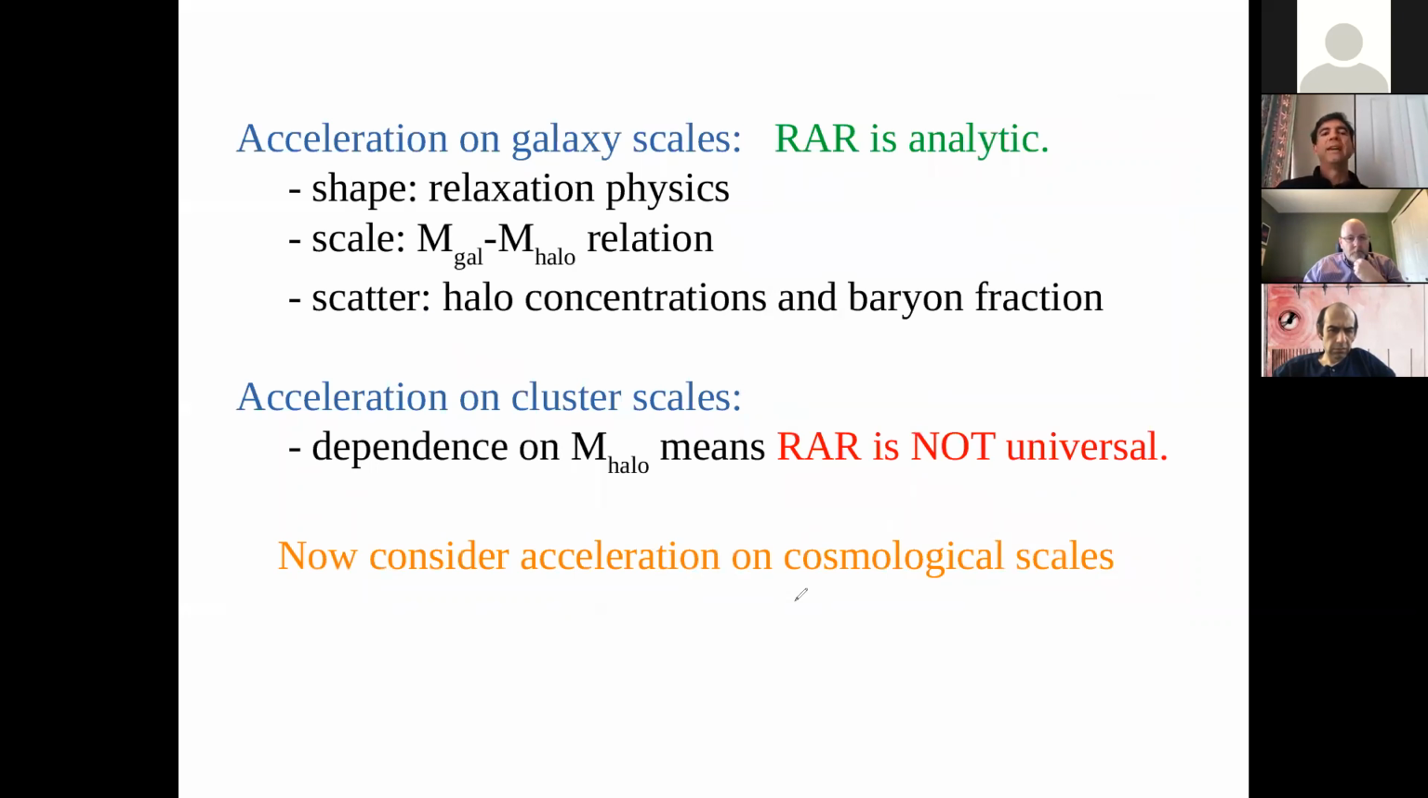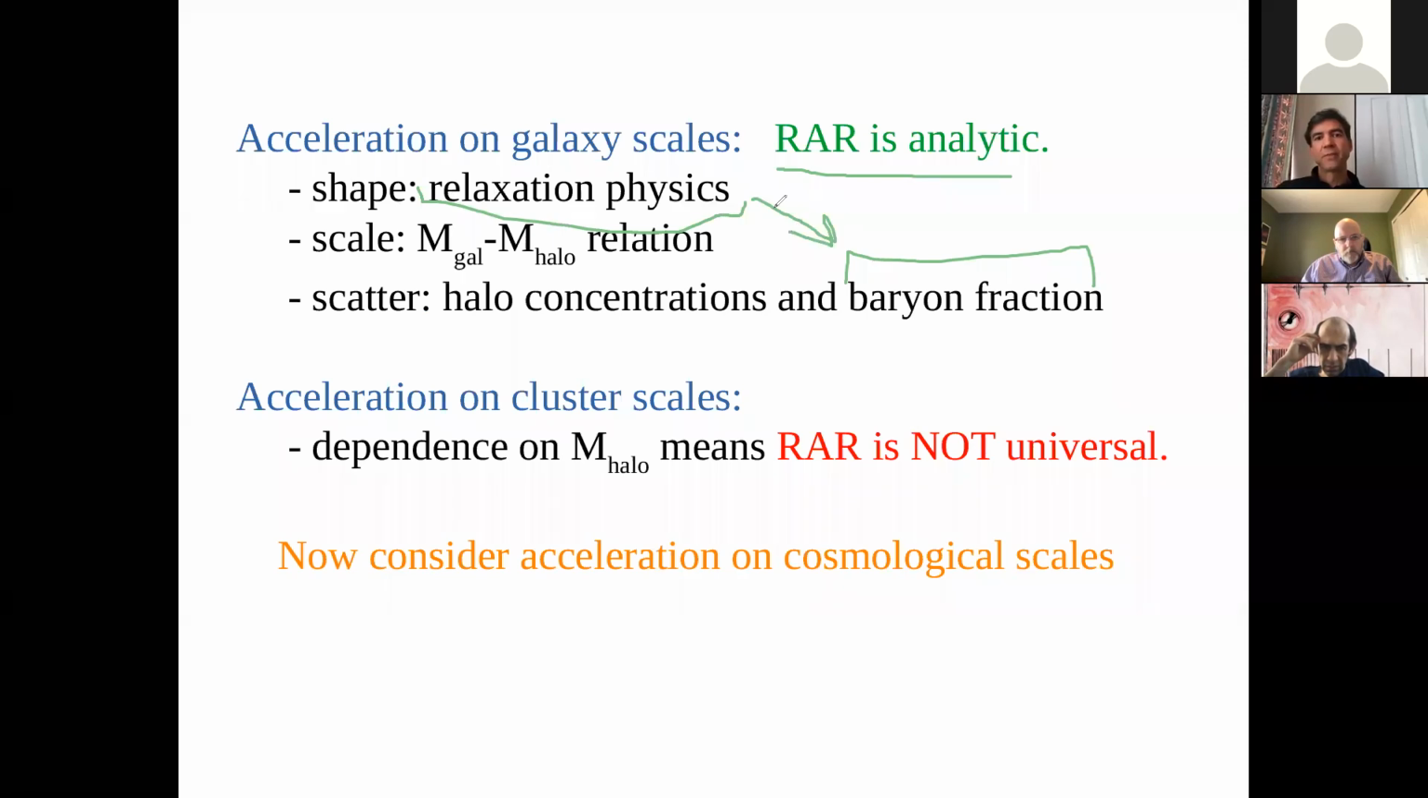And so I just wanted to leave you with that, right? That there's some sort of analytic understanding now of the shape of this thing. The shape comes from relaxation physics. The scale comes from the baryon to halo relation, and the scatter is mainly the halo concentrations. In our mock catalogs, that's because the baryon fraction and the relaxation physics, that parameter Q, were both constant, right? And so there was no scatter coming from these. Okay.